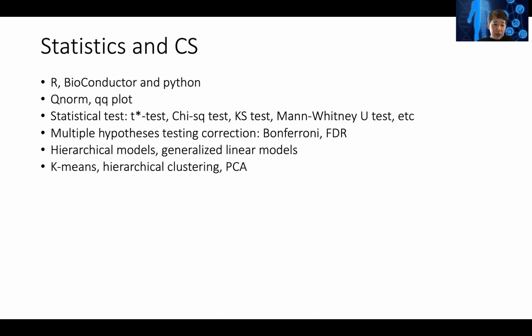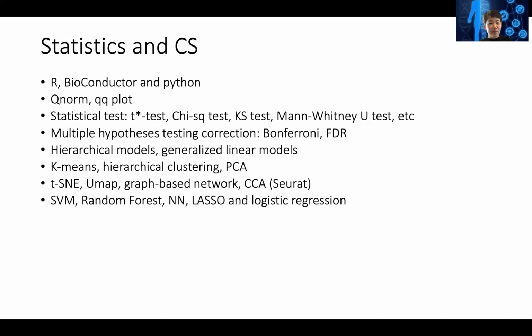For clustering, we talk about k-means, hierarchical clustering, PCA, and later on in single cell, we also talk about using t-SNE and UMAP or graph-based network approaches to cluster the samples or visualize those cell populations or subpopulations, and also using canonical correlation analysis to correct for batch effect. These are the CS or machine learning approaches that people are using now in bioinformatics.